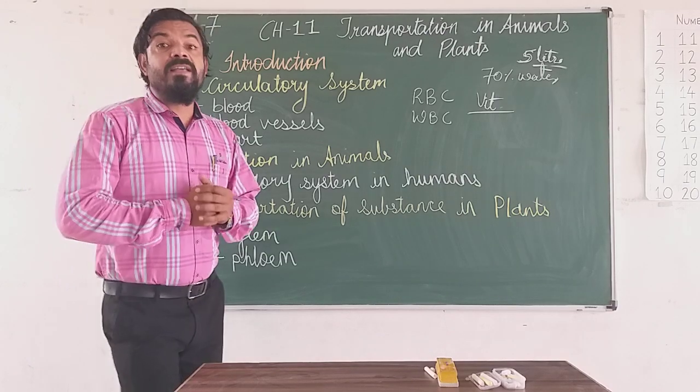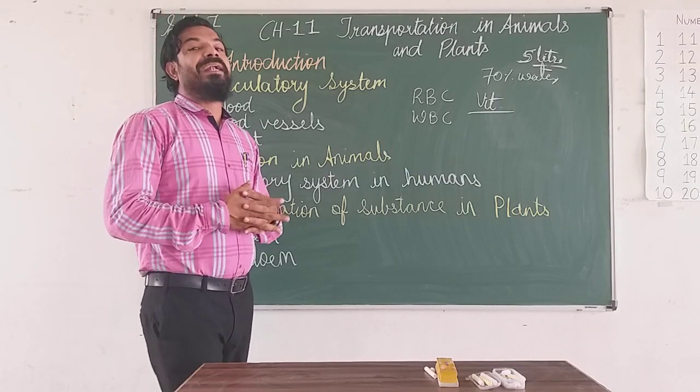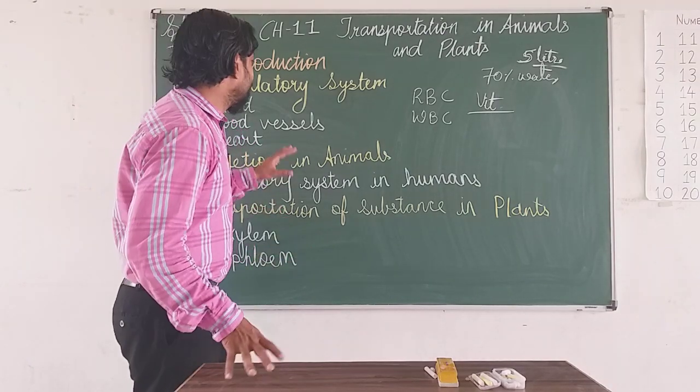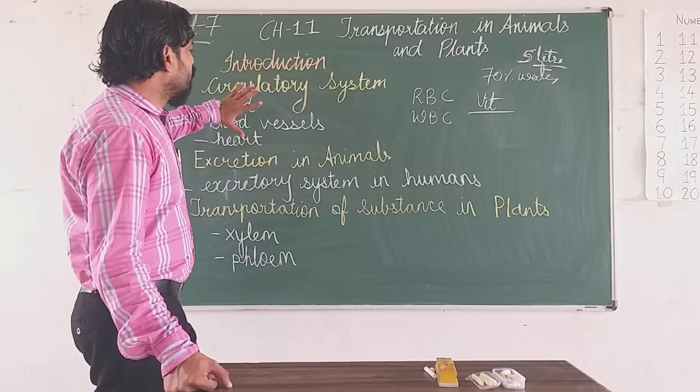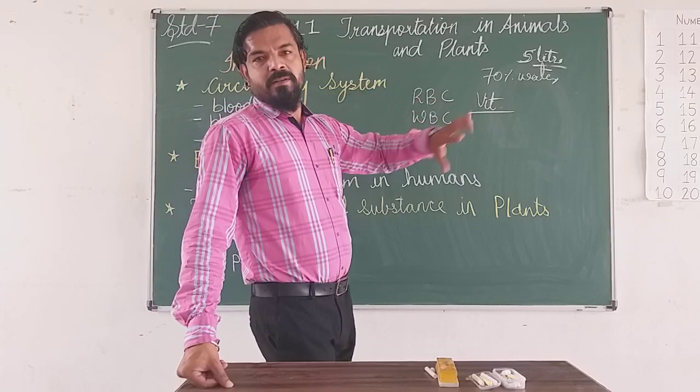So now why is it red in color? Because it contains red pigments. Okay. So that's why, because of the RBC, it has a red color. So this is the blood introduction.